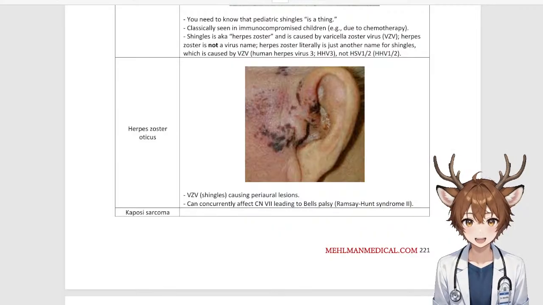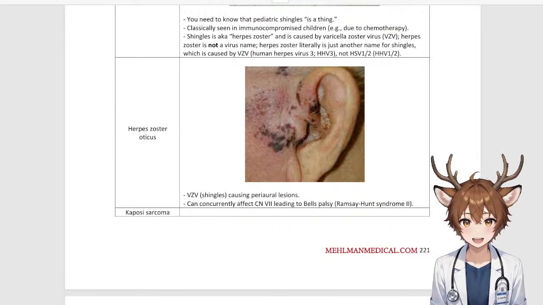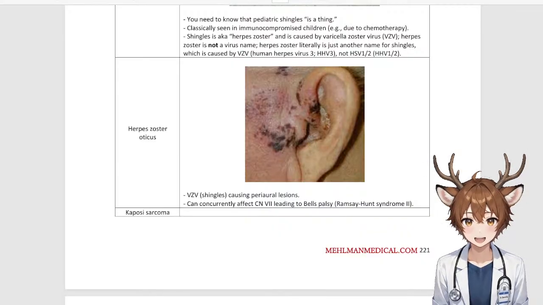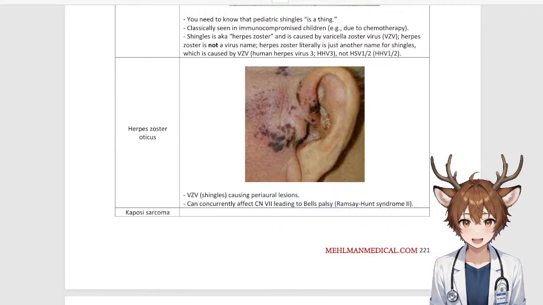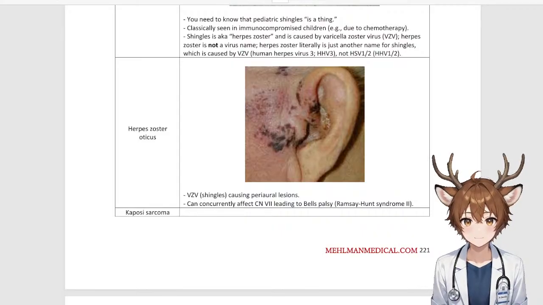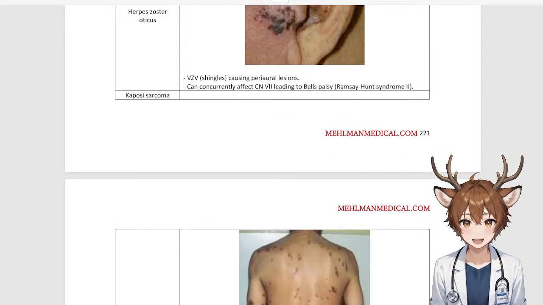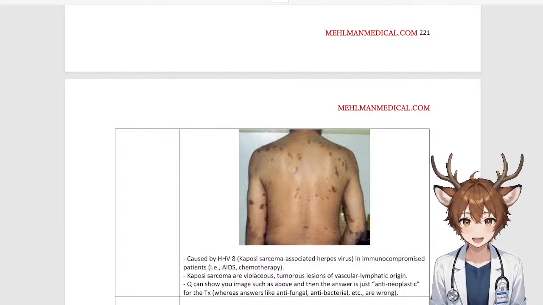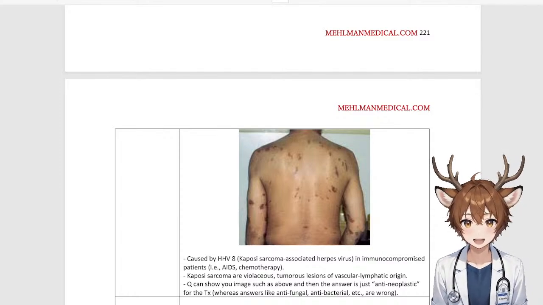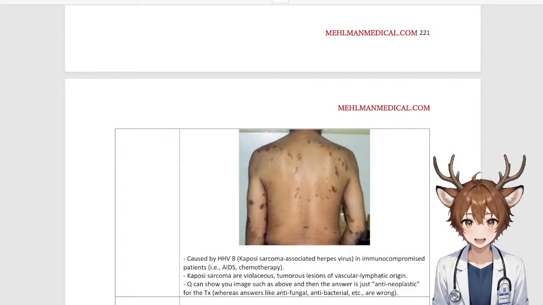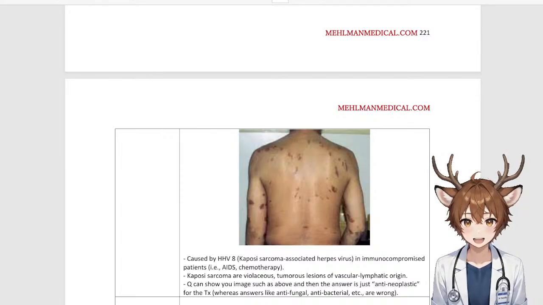Herpes zoster oticus, VZV, shingles causing perioral lesions, can concurrently affect CN7, leading to Bell's palsy, Ramsay-Hunt syndrome too. Kaposi sarcoma, right here, caused by HHV8. Kaposi sarcoma associated herpes virus is in immunocompromised patients, i.e. AIDS or chemotherapy. Classically, it's with AIDS. Kaposi sarcoma are violaceous, tumorous lesions of vascular lymphatic origin.